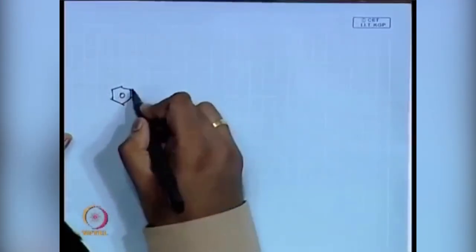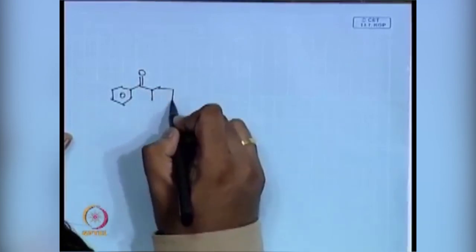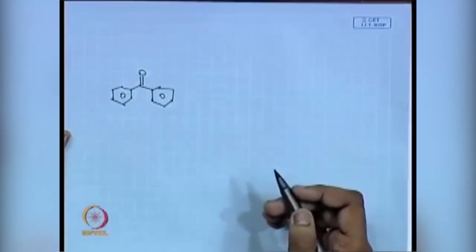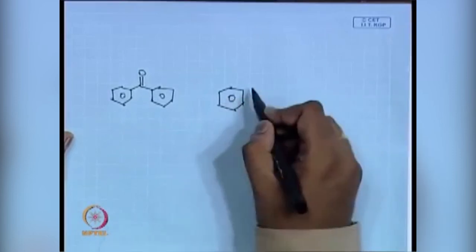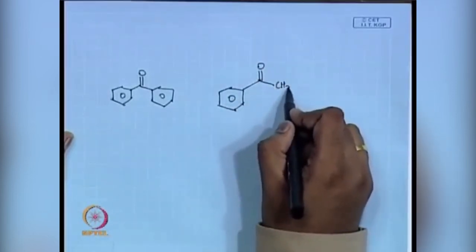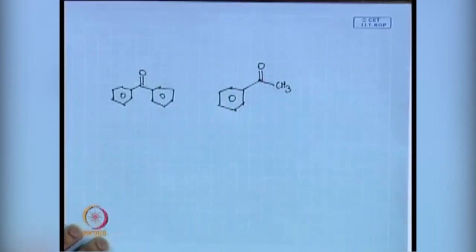Now we'll spend a little bit of time to understand alpha cleavage. I will take a very nice example. So far I was trying acyclic ketone systems, or you have acetophenone, this type of systems. If I shine light on, for example, benzophenone at 280 nanometer, what can you expect?